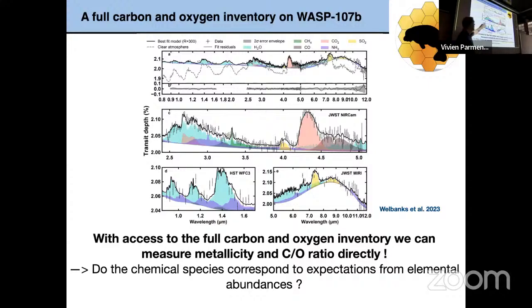Same thing for the oxygen. We also have all the oxygen-bearing species. Before, we were measuring only with HST water. So when people were trying to infer the carbon to oxygen ratio, they were based on only having observed the oxygen atoms, and so it was very model dependent. Here we can just count the atoms. So the C/O ratio is much more robust than before, and the metallicities are much more robust than before. So we can measure this metallicity and C/O ratio.